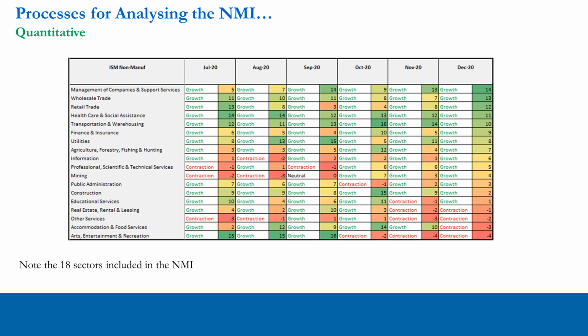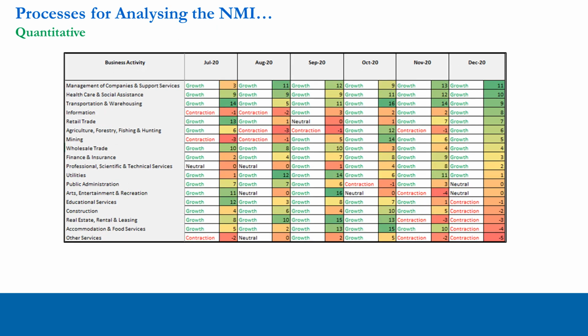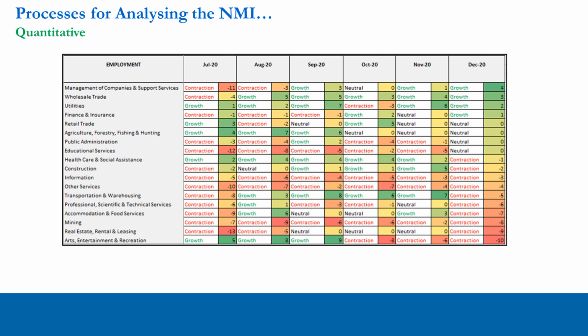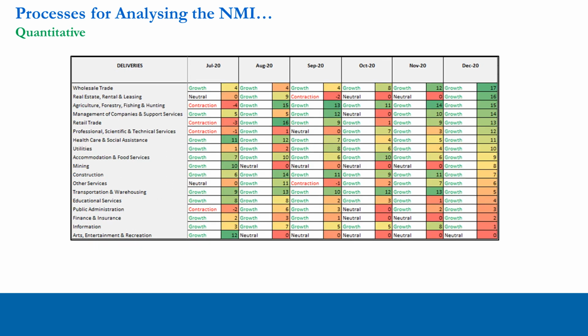So again, you can look at this at the aggregate level, but you can also look at this at the component level for each sector as well, as we did with ISM manufacturing. So download the spreadsheets, figure out how the spreadsheets work, and you can update this every month when the NMI survey comes out and look for trends and turning points in the data.